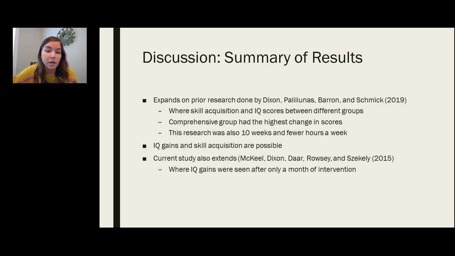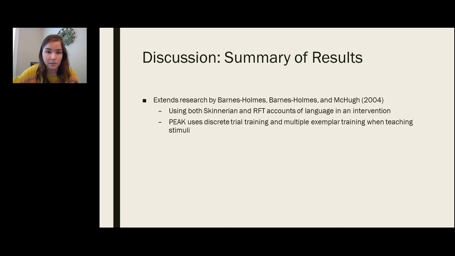And the current study also extends research done in 2015 by McKee, where IQ gains were seen after only 1 month of intervention. It also extends research done in 2004 where they suggested using both Skinnerian and RFT accounts of language in an intervention by using DTT and multiple exemplar training did show positive results.